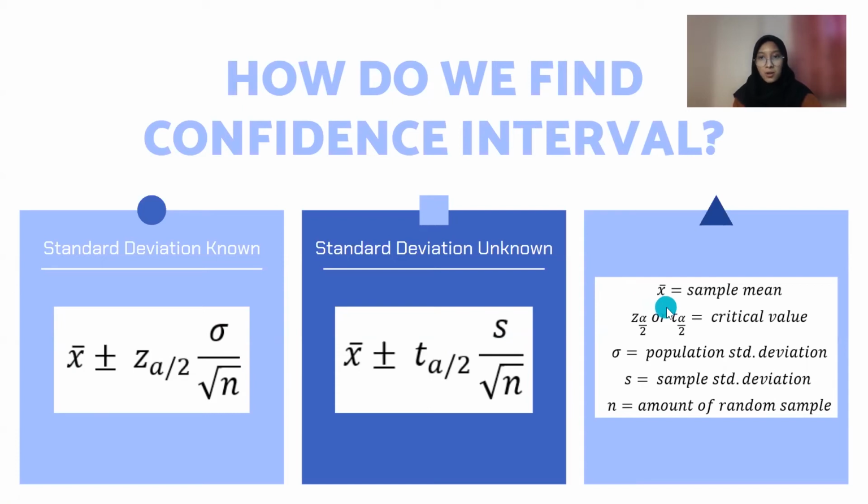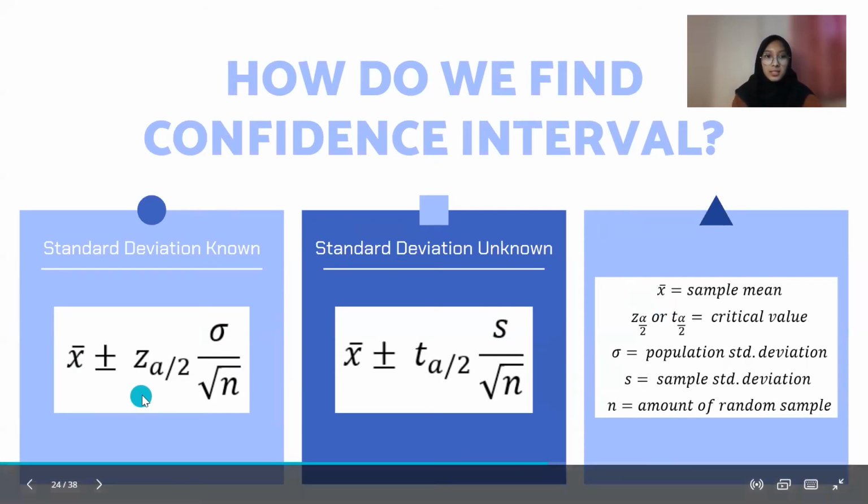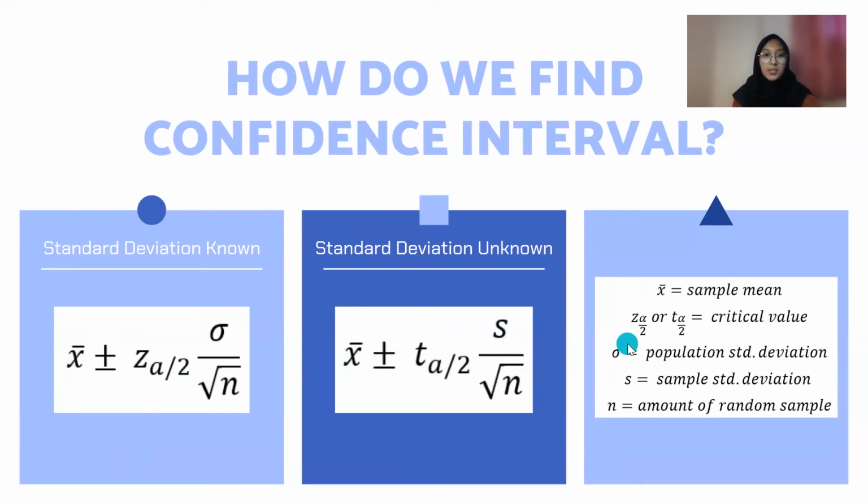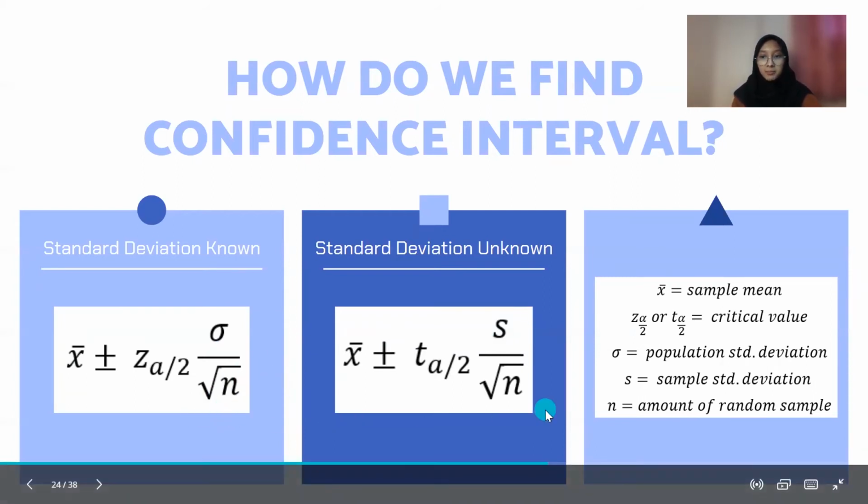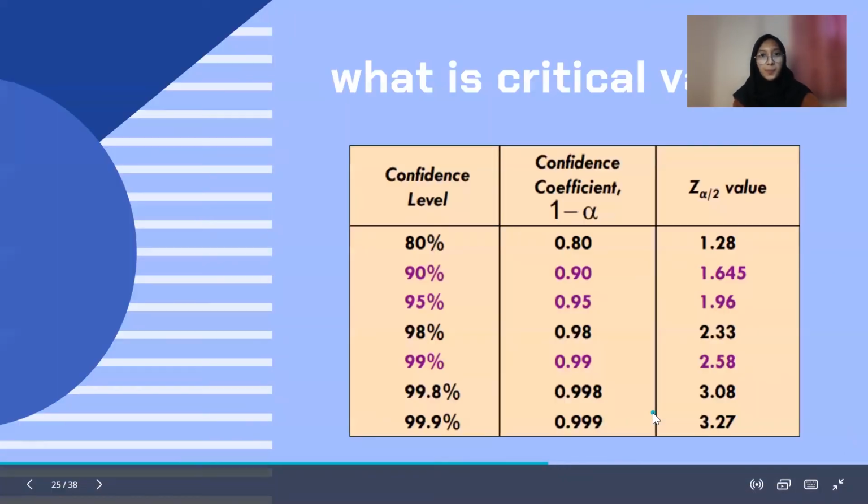The x bar, or the point estimate, is the sample mean. The z alpha per 2, or the t alpha per 2 here, is the critical value. And the standard deviation here is the standard deviation of the population, and s is the standard deviation of the sample. And n here is the size of the random sample.